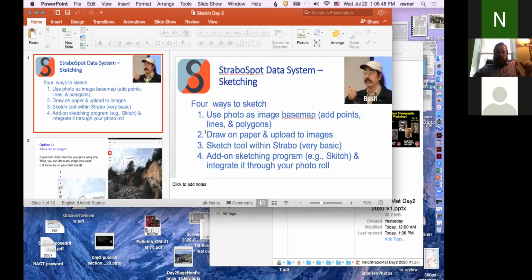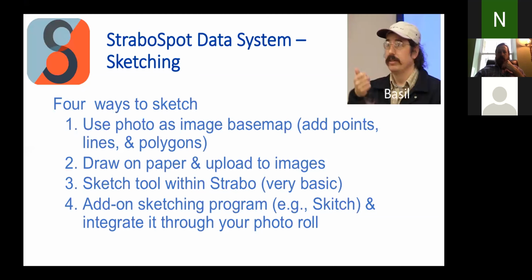Okay, so I'm now going to go through sketching. Sketching is one of the strengths of the Strabospot system because it allows you to annotate maps, annotate figures, or just free sketch. And you can do this in the field while you're looking at things, and it saves automatically. So there's 4 ways you can sketch in Strabospot.